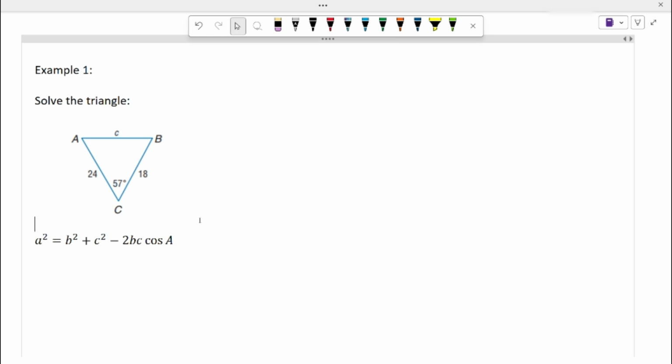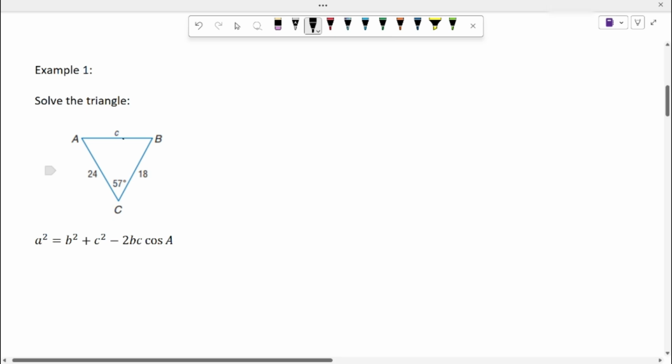We can start with any of them: angle A, angle B, or side C. I'm going to solve for sides, so let's solve for side C using the equation that I copied and pasted. To do that, we're going to say c squared. We can change this equation to solve for sides.